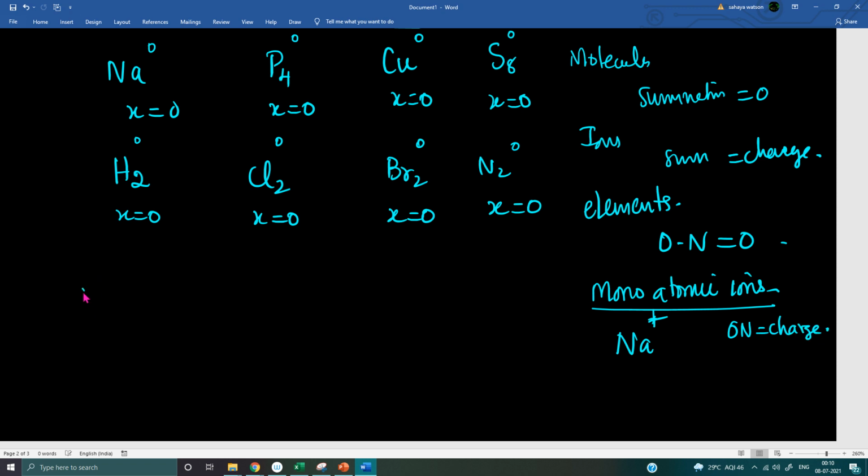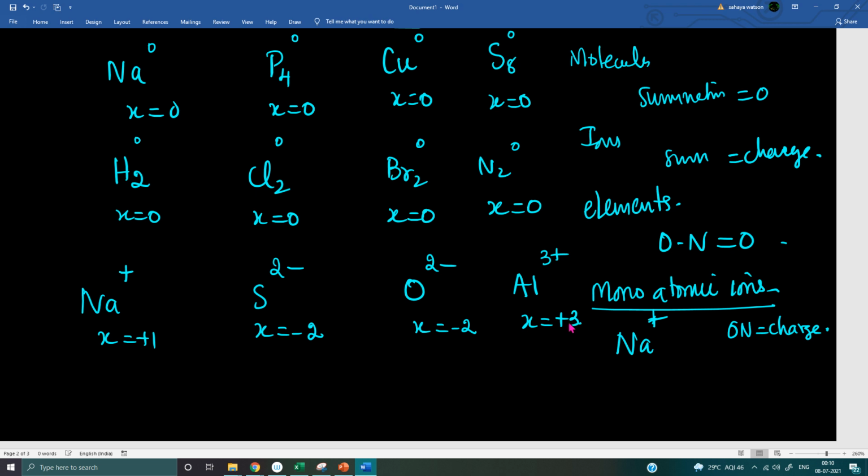For example, Na plus, so X is equal to plus 1. S 2 minus, X is equal to minus 2. And then O 2 minus, X is equal to minus 2. Al 3 plus, X will be equal to plus 3. So I think you can understand how to calculate the oxidation number, and these rules are put together. I'll show you the PPT.